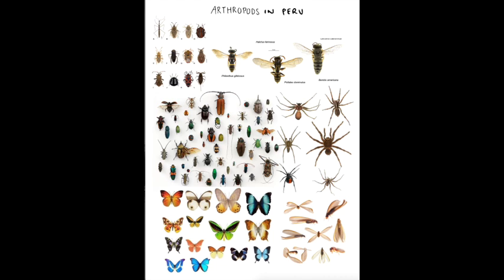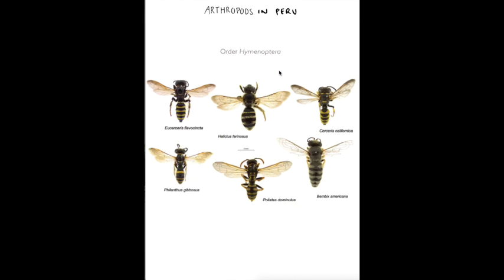After zooming, the arthropods that live in Peru are fully visible. Alice can zoom in on any of the families or individuals to learn more about them. She decides to zoom in on the order of Hymenoptera. She zooms in even more specifically on the bottom middle insect.